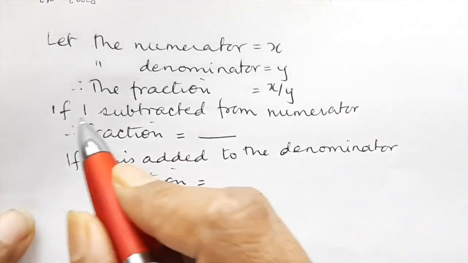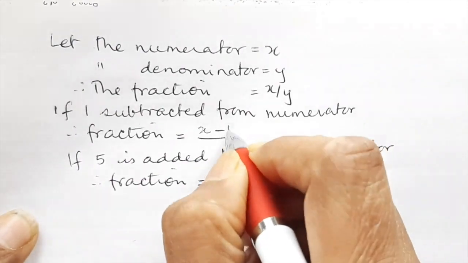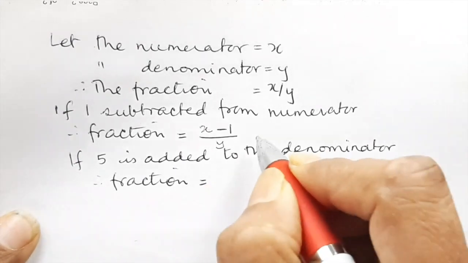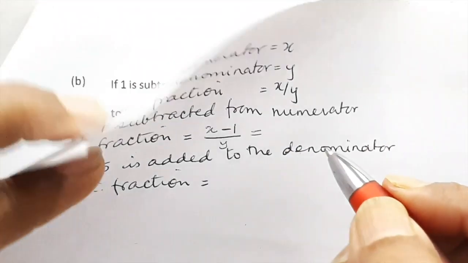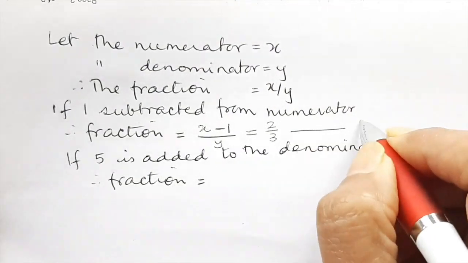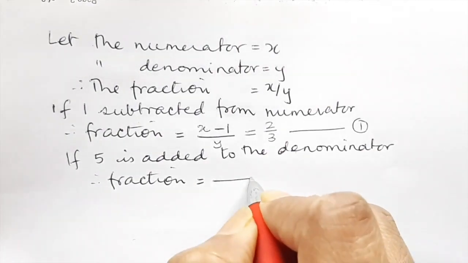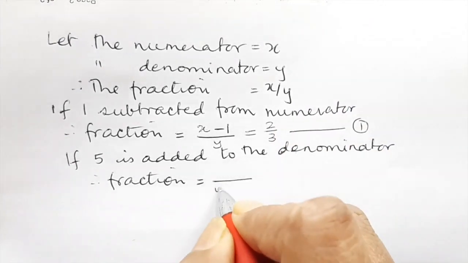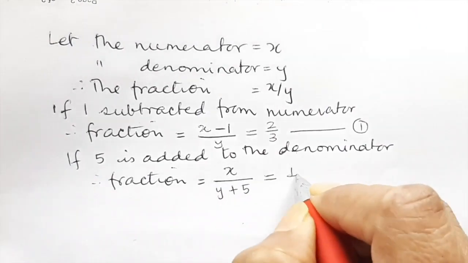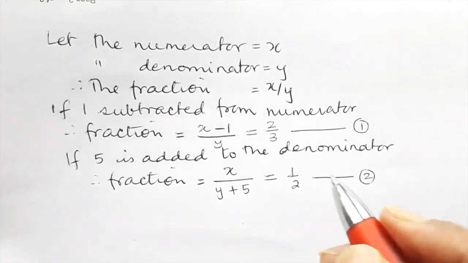Your first condition says if 1 is subtracted from the numerator. So the numerator is x and you subtract 1. So the fraction becomes (x minus 1) upon y. And this fraction, they say, is 2 upon 3. So that becomes your equation 1. If 5 is added to the denominator, then the denominator becomes from y, it becomes y plus 5. Numerator remains the same. And this now becomes half. And that is your equation 2. So now we have the two equations which we will simplify.